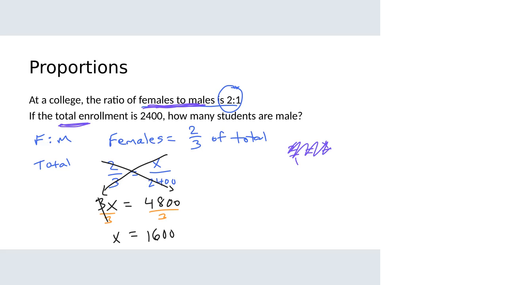I need to think this through for a second and say, okay, females to males is 2 to 1. So females are 2 out of every 3 students. And that's what we'll use to set up a proportion. We did great, and we solved our proportion.